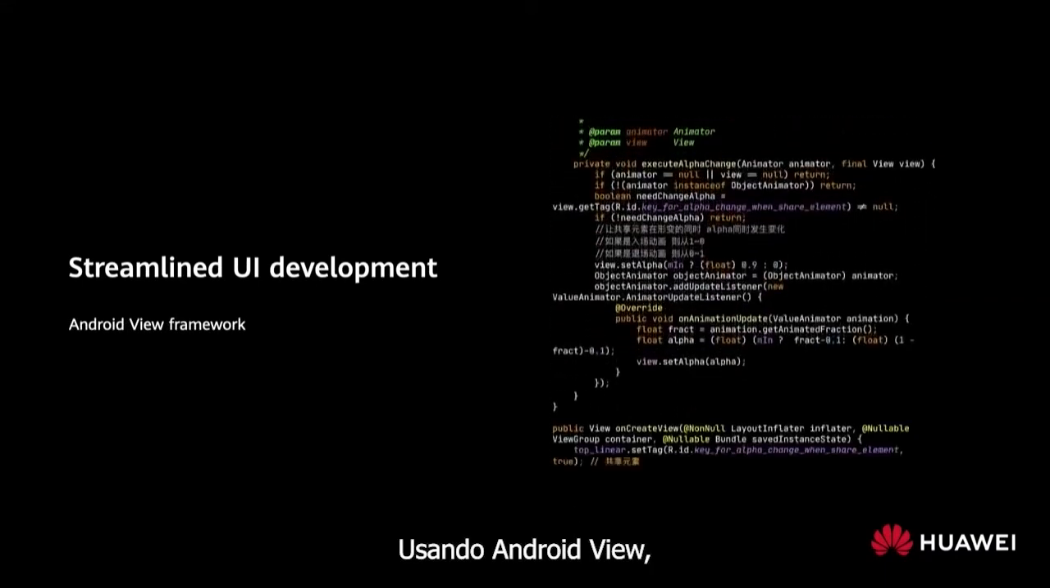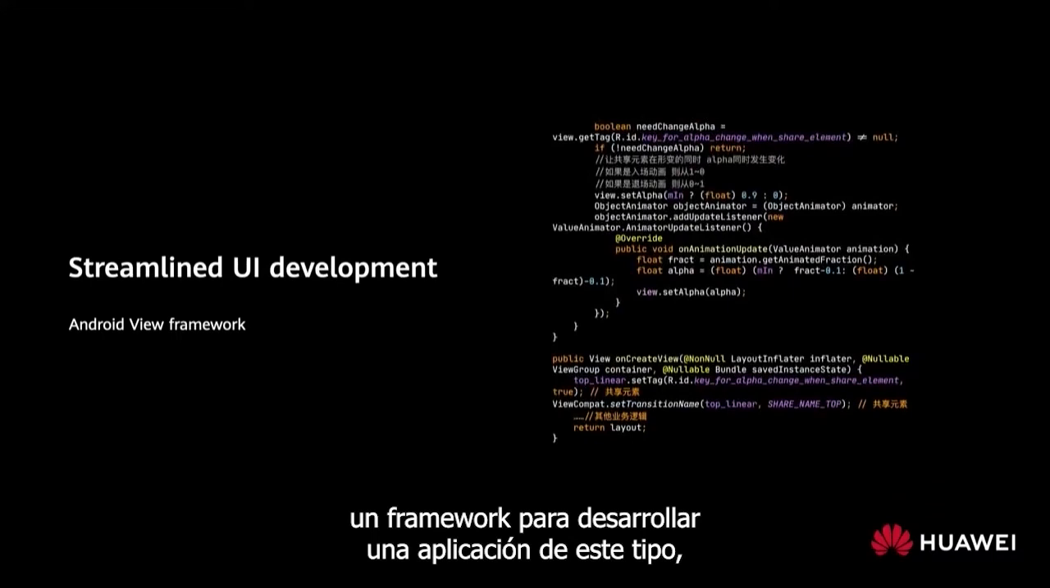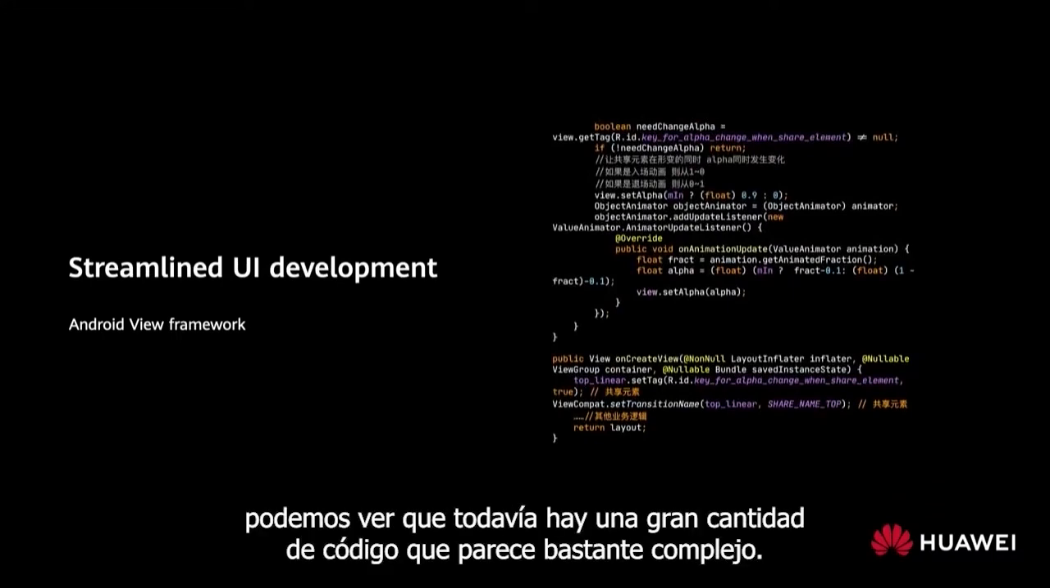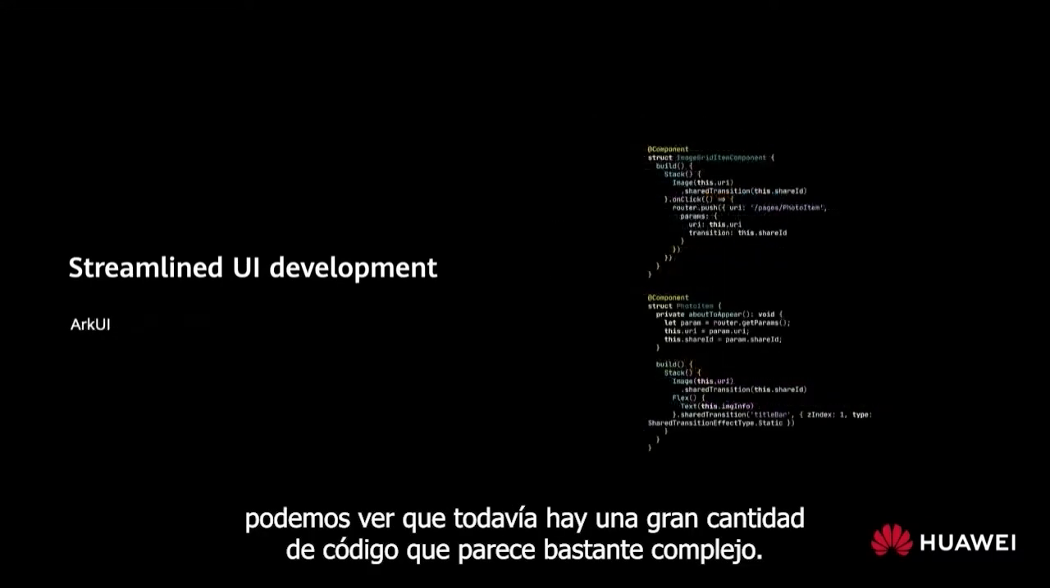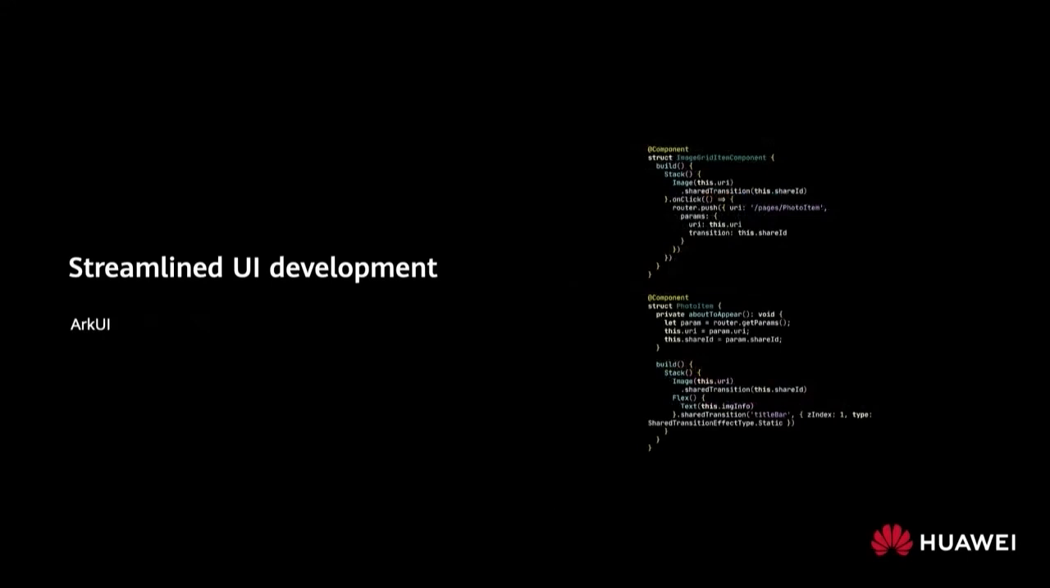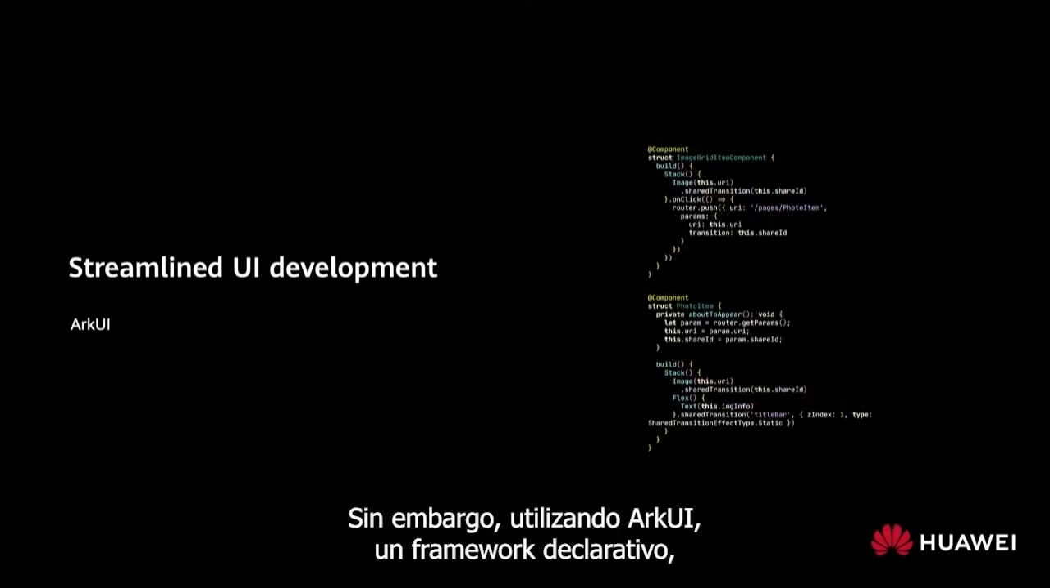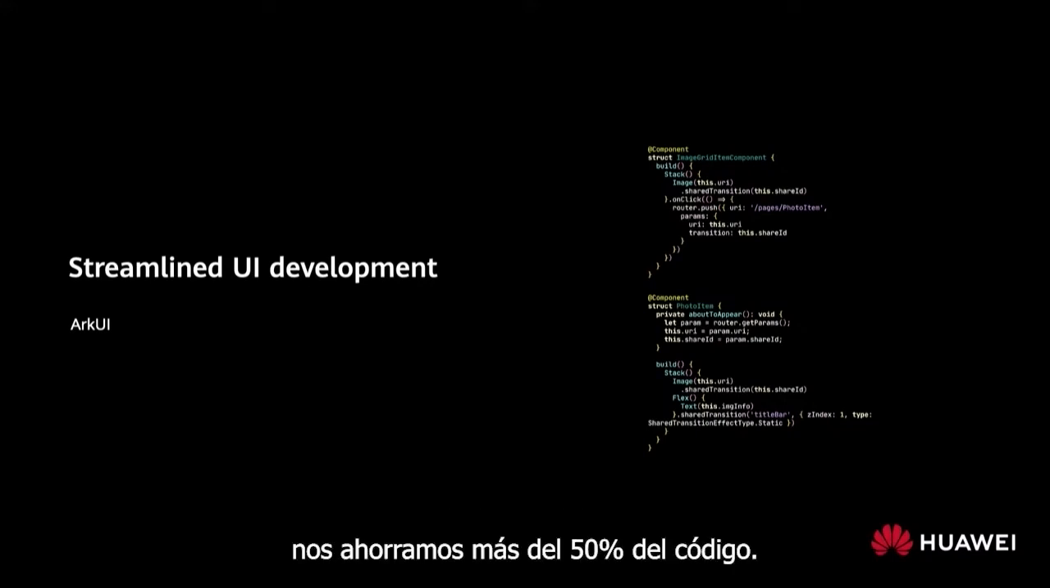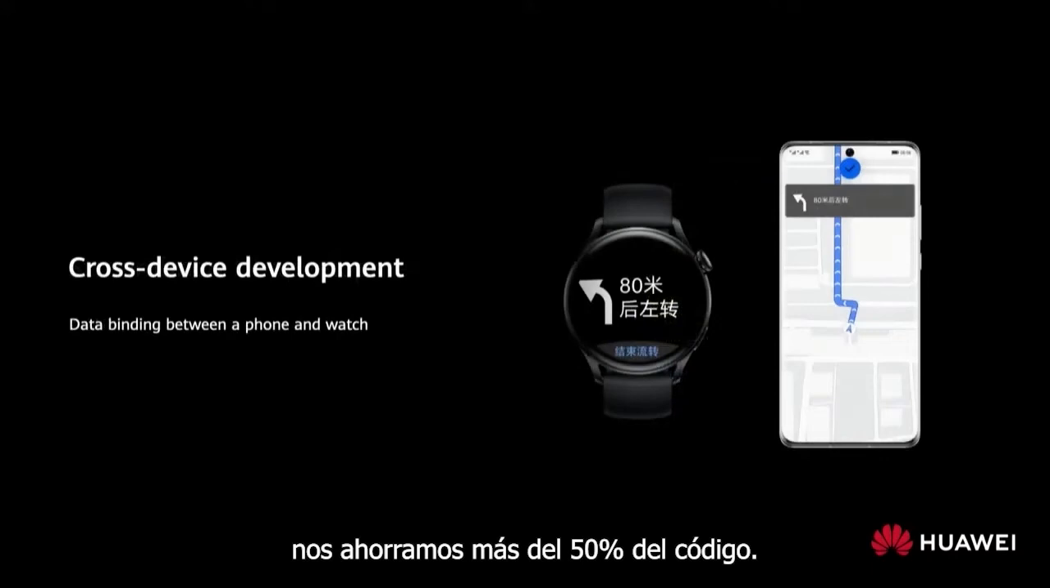Using Android View, an imperative framework, to develop such an app, you can see there is still a large amount of code that looks quite complex. However, using the Arc UI, a declarative framework, we save over 50% of code.